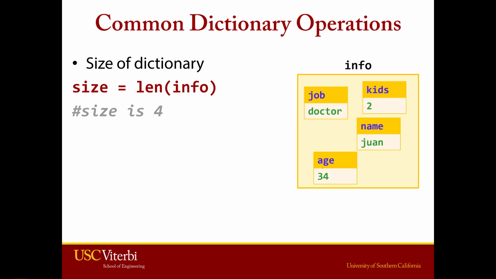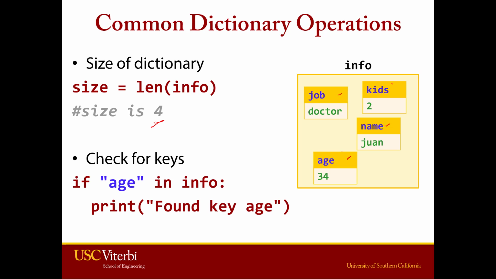Things we often do with a dictionary is we want to see how many pairs there are. We can use the len operation. Notice this is going to give you the number of pairs, so that's why we get 4, because there are 1, 2, 3, 4 pairs. So it's not keys and values, it's pairs. Also very useful, if you want to check, does a key exist in the dictionary? You simply say if, and then my key in info, and it will tell you true or false if the key is there.